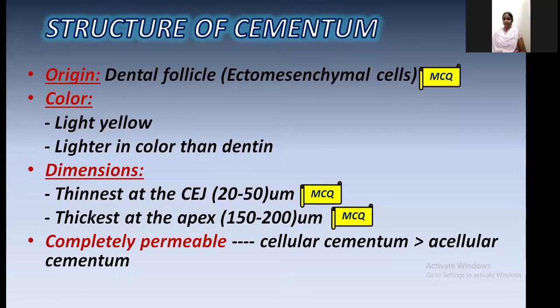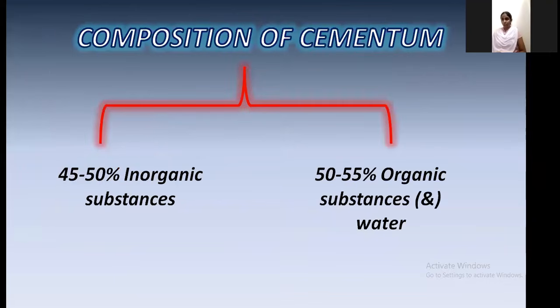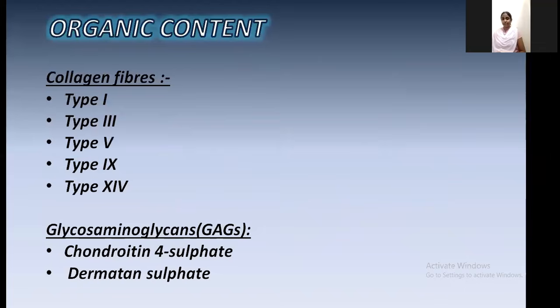It is a completely permeable structure. Cellular cementum is more permeable when compared to acellular cementum. Composition of cementum, 50 to 55% is of organic substances and water, and 45 to 50% is of inorganic substances.